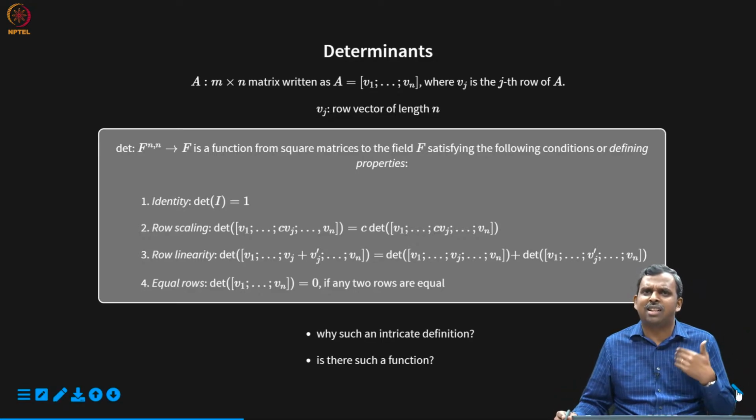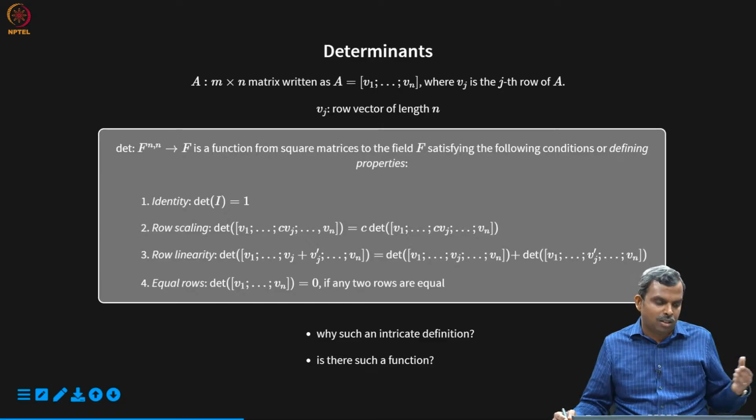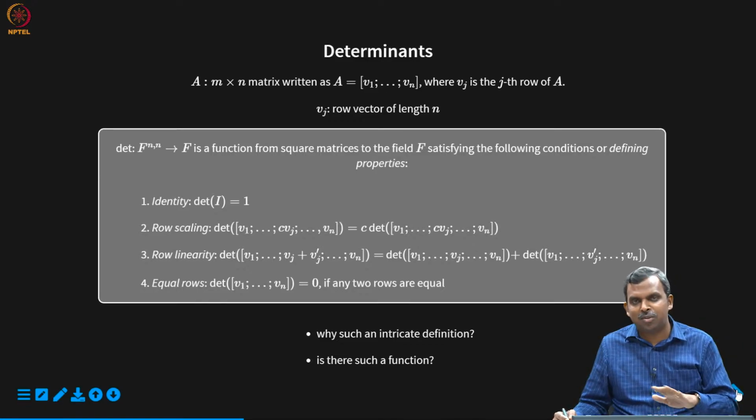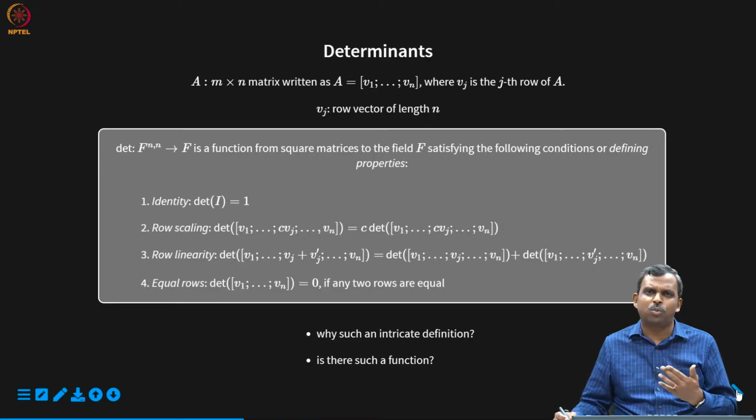Why do you give such an intricate definition? What's the point of this? And is there such a function? Once again, I'll remind you from your practice and previous experience, you know that such a function exists. But even if you don't know, let's hypothesize that such a function exists, and you'll see it's very useful. You can do a lot of nice things with a function which has these properties. So what those nice things are is what we're going to focus on.